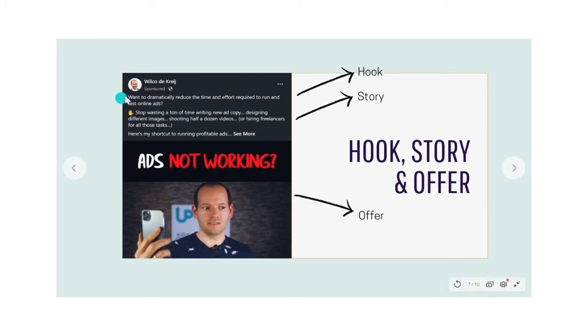Now, for example, what he's written here: want to dramatically reduce the time and effort required to run and test online ads. It's so catchy, right? If I was a person who was actually facing this problem that he has stated here, why not? He has my attention then and there. So always ensure that you have a hook to the ad copy. Another thing is that you can place your hook in the first line, or you can also place your hook on your ad creative.